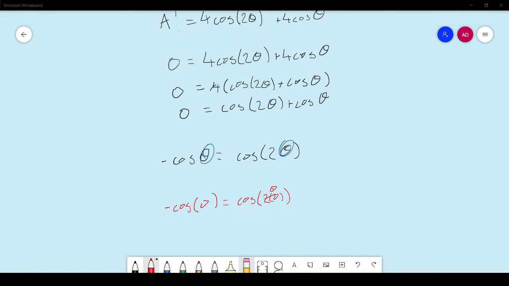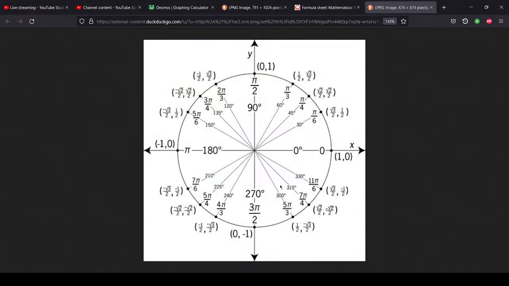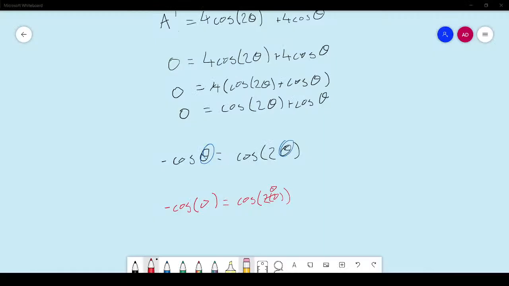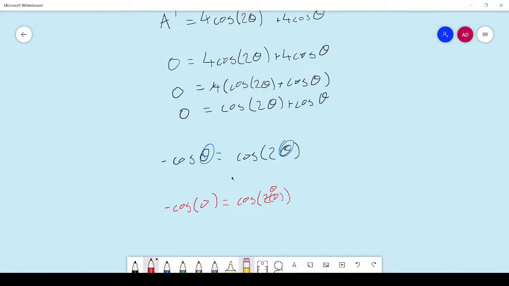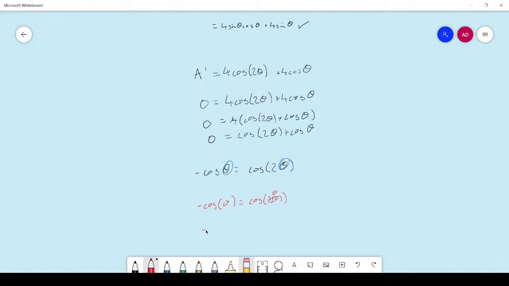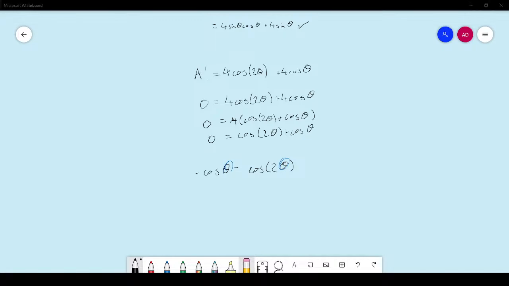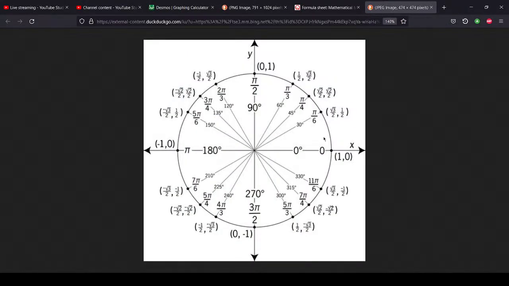Let's have a look at our unit circle. So cos 0 is 1, and negative cos 0 would be -1, right? Just to show you the working out for that, cos 0 is equal to 1. So we would have negative cos 0, which is -1, equal to cos 0, which is 1. We can clearly see that this is not equal. So that means that theta equals 0 is not our solution to this expression. So let's look at the unit circle and try to find one that's more applicable.